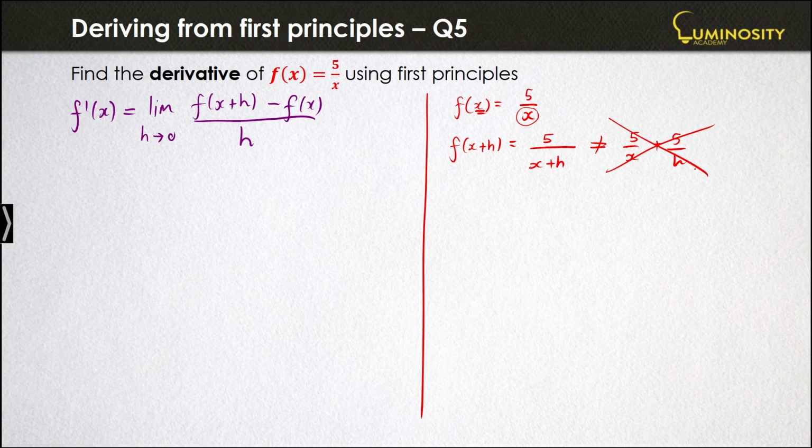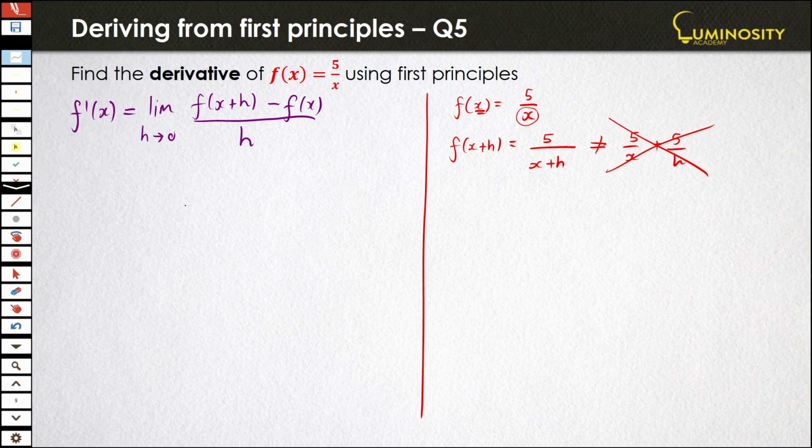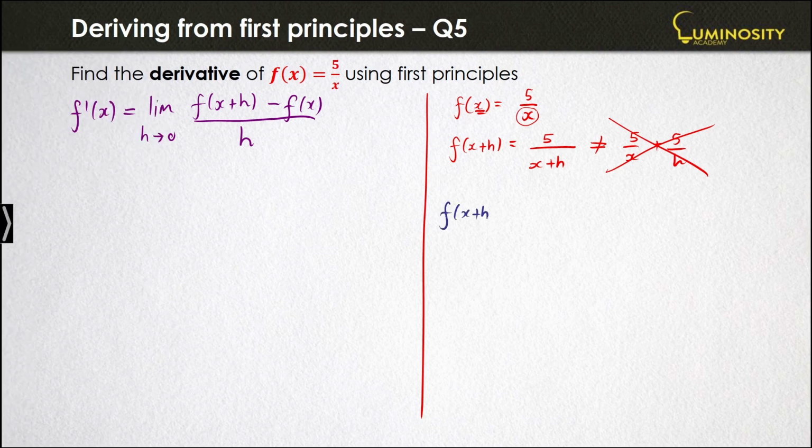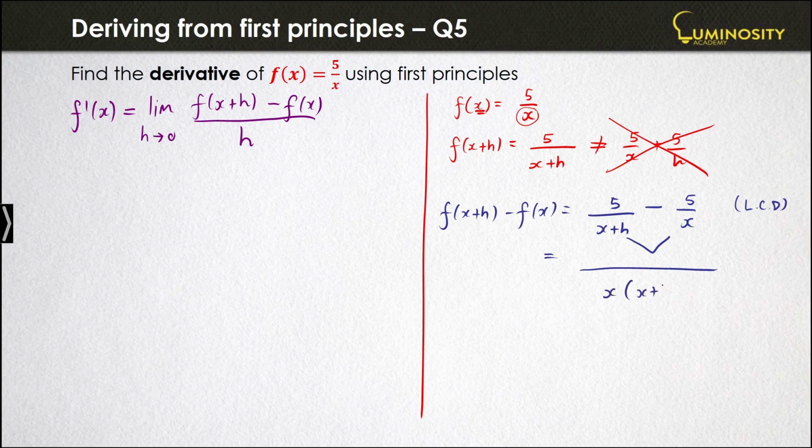All right, now let's go ahead and evaluate that difference, f of x plus h minus f of x. Well, that is 5 over x plus h minus 5 over x. So I have a fraction and I'm subtracting another fraction, so I need a lowest common denominator. My lowest common denominator is going to be the product of these two, so it's x times x plus h. What do I need to multiply the first 5 by? I need to multiply it by x, and the second 5 I need to multiply by x plus h.